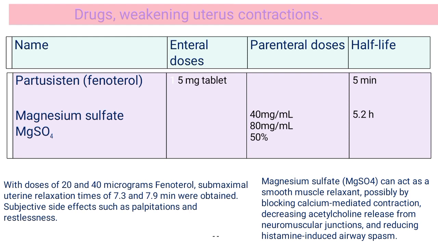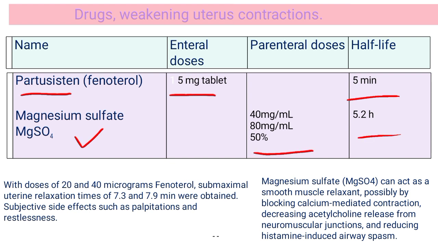Here are the enteral and parenteral doses and half-life of the drugs that weaken the contraction of the uterus. The first one is partocystin (atosiban). Its enteral dose is 15 milligram tablet, and its half-life is about 5 minutes. And magnesium sulfate: its parenteral doses are 40, 50, and 50 milligrams per milliliter, and its half-life is about 5.2 hours.